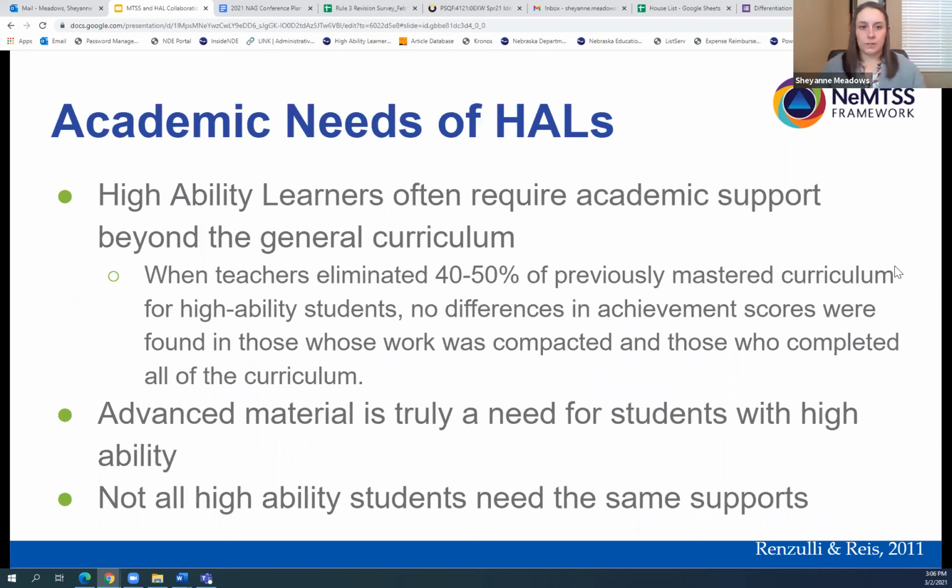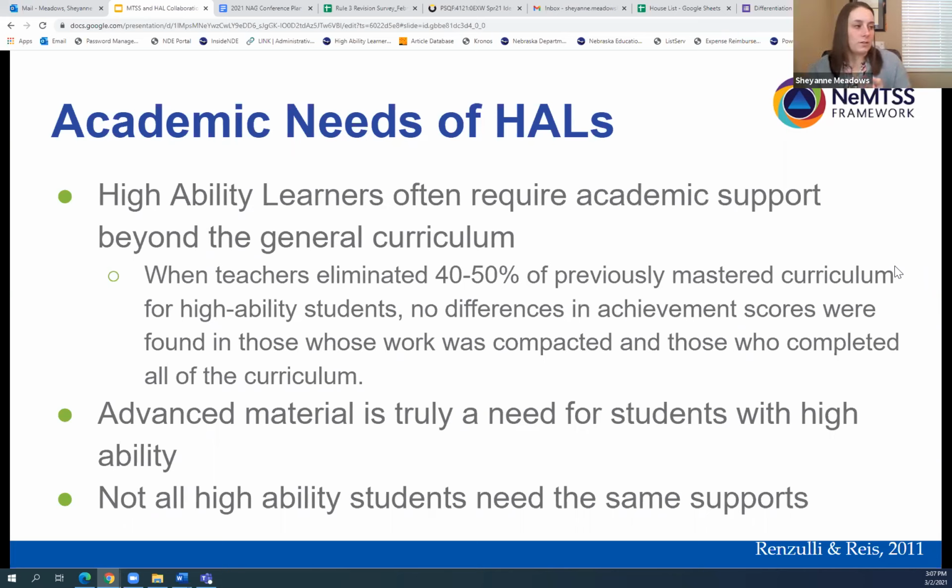High ability learners really do require support beyond the general education curriculum because academics matter. It's important to note that there was a study done by Joe Renzulli and Sally Reis, and they found that when teachers eliminated 40 to 50% of the mastered curriculum and allowed those students to work on accelerated material, they did not score lower than the children who went through the entire curriculum. So 50% of curriculum is really not needed for high ability learners. And that opens up so many opportunities if we can compact that all down and give them an opportunity to work on something accelerated or in their talent area.